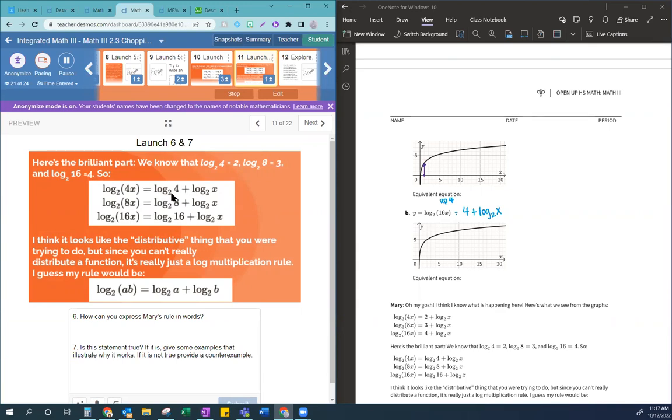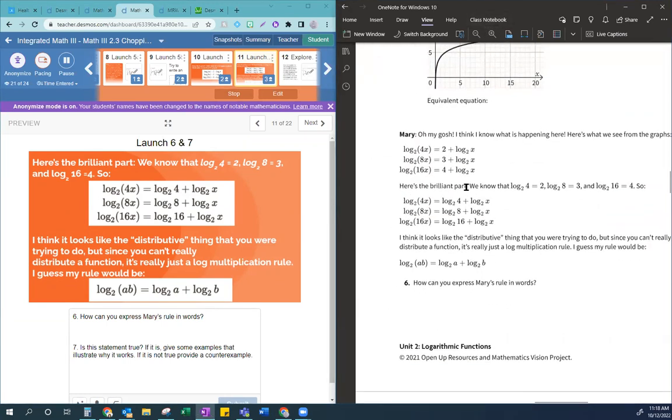Now stop and just wait. Oh, I see. Now blow this up just a tad, Ms. Johnson. What they're saying here is something that you already knew. 2 is the same as log base 2 of 4. 3 is the same as log base 2 of 8. And 4 is the same as log base 2 of 16. So they just kind of replaced it. Do you see what's happening here? From here to here, do you guys all see what happened? If that's true, then this should make sense.